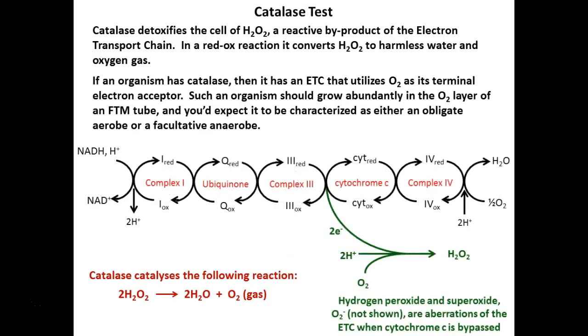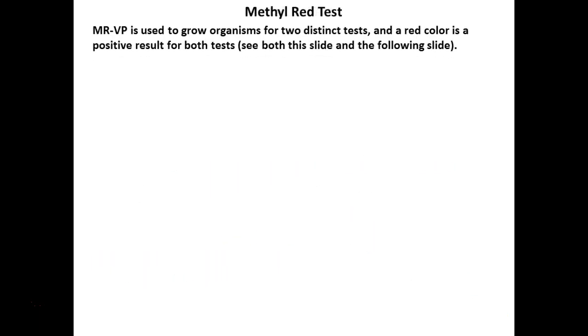Alright, so we just talked about catalase. Let's go to methyl red. So methyl red, the MRVP tubes had glucose in it because, again, we're looking for fermentation. In the case of methyl red, what type of fermentation are we looking for? What do we call this? Well, methyl red is what? What's methyl red? A pH indicator, right?